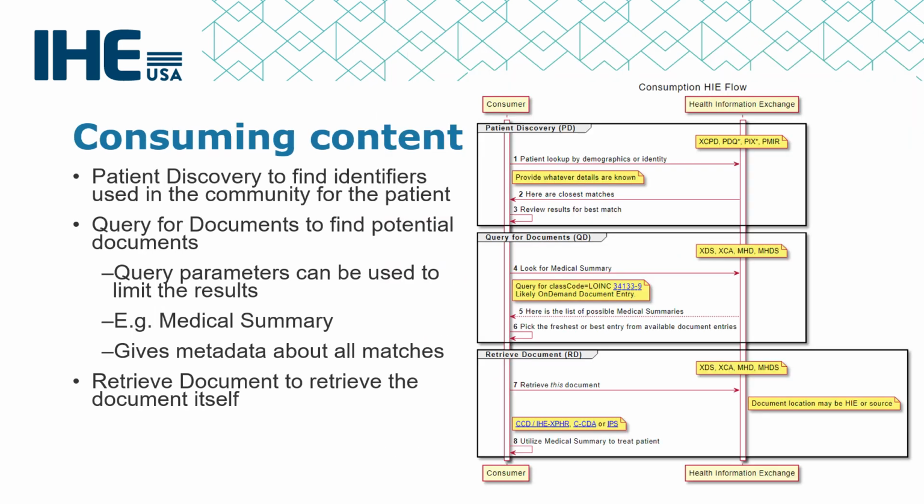So again, purely on document sharing, this is a diagram of content consumption. Essentially, there is a patient discovery section covered by profiles like XCPD, PDQ, or PIX. There is a query for documents, a mechanism of saying, hey, what documents do you have available? Within that, you can further constrain using query parameters. So, hey, I only want medical summaries, or I only want discharge summaries.